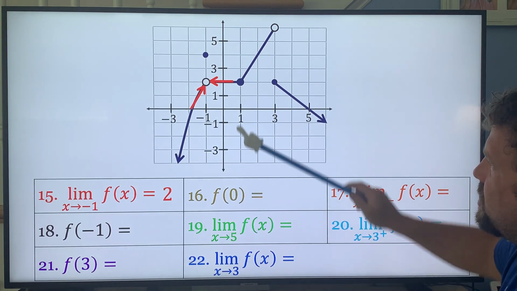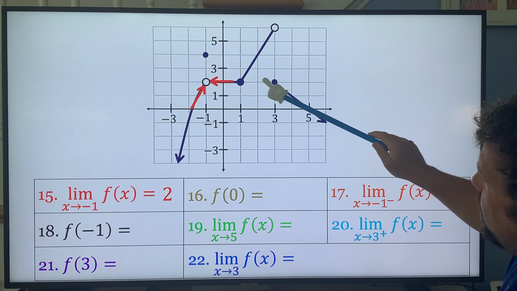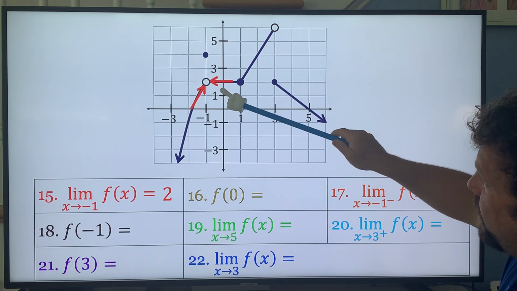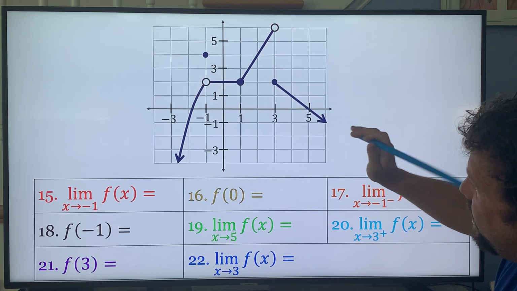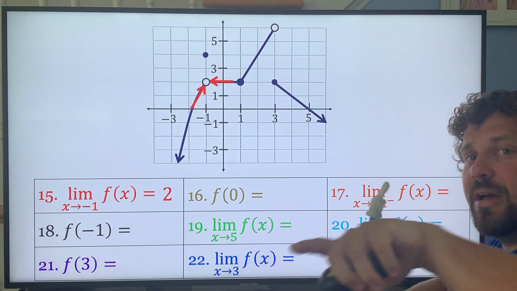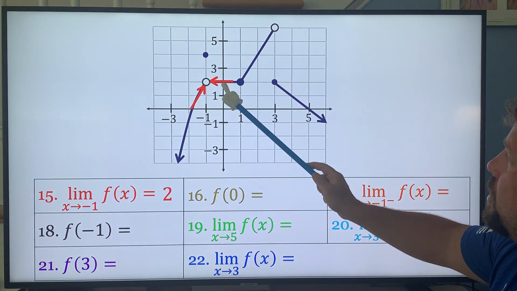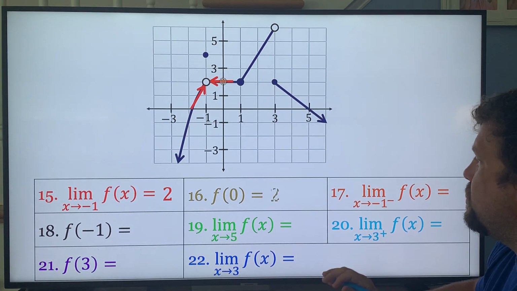F of 0. What is the actual value at 0? Now, there are no open circles or closed circles here. But if you look back, there's a line passing right through there. Because that line is solid, that means it's pretty much an infinite number of points, right? So the point at 0 is 2.